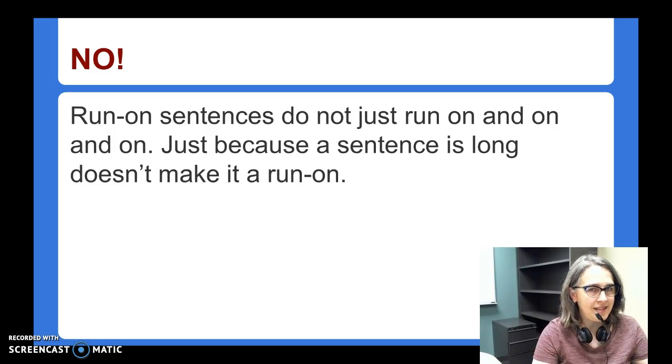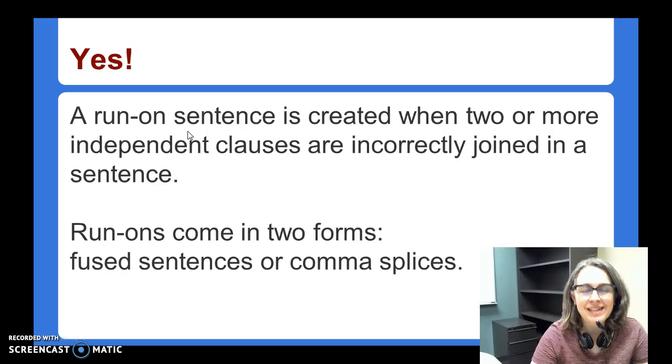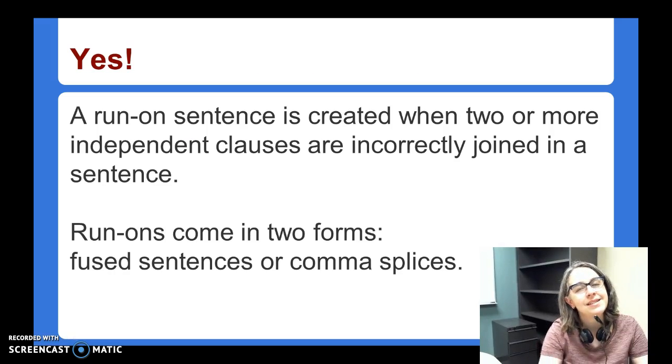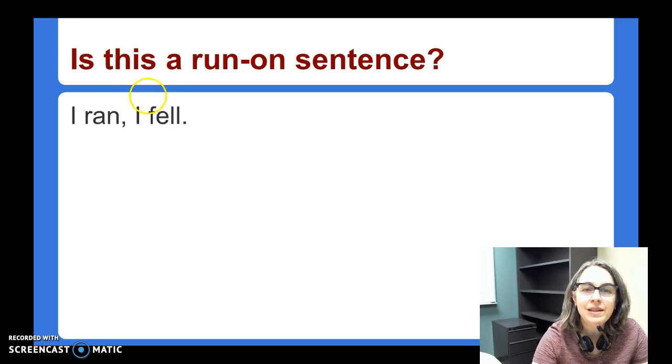Okay, so if a sentence is not a run-on because it goes on and on and on, what is a run-on sentence? What about this one? Is this a run-on sentence? I ran, I fell. Doesn't run on and on and on, but yes, that is a run-on sentence. A run-on sentence is created when you join two or more independent clauses together in the same sentence and you have inadequate or missing punctuation. So in this example here, I ran, comma, I fell, you have two independent clauses.